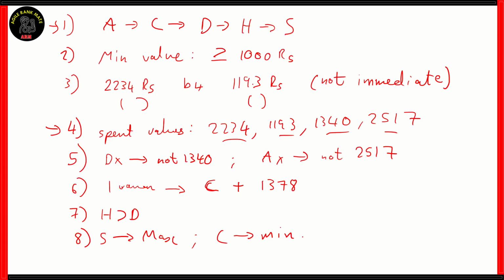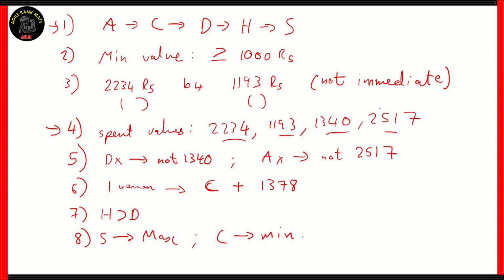the fifth value spent by a woman. Now, how do we calculate this fifth value? We're given 4 values, 2234, 1193, 1340, and 2517. Among these 4 values, 1193 is the smallest and 2517 is the highest. But we cannot be certain that 1193 is the smallest among the 5 terms, nor can we say that 2517 is the largest among the 5 terms.